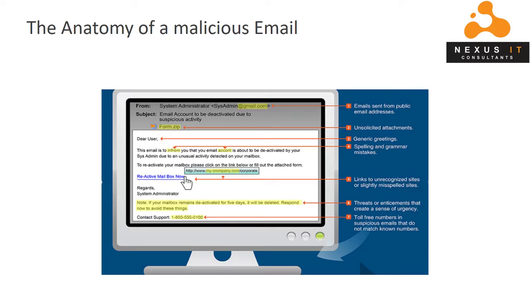But anyhow, back to the anatomy of a malicious email. The first thing we want to see is the true email address of the sender, not just the label applied to it. So in this example, we see the label as system administrator, but that doesn't exactly mean it's coming from our system administrator. In fact, when we look at the actual email address, it's sysadmin@gmail.com. Anyone could come up with that address, and it's definitely not the system administrator of our company.